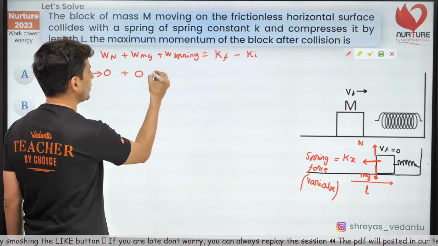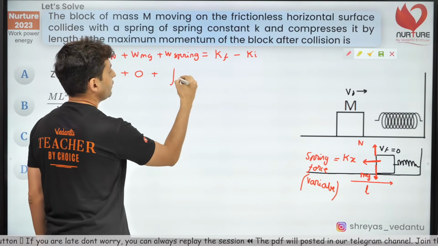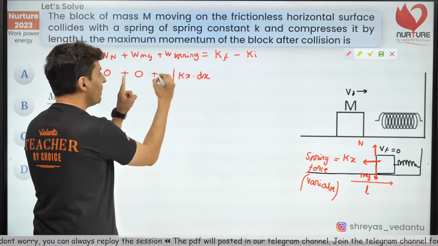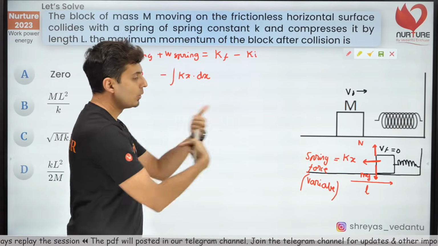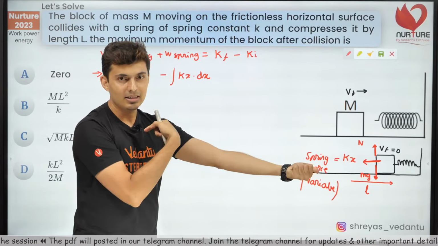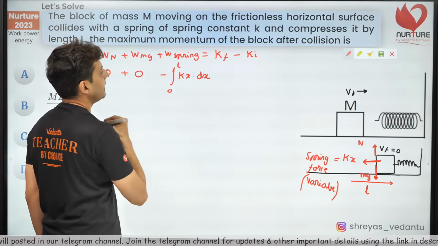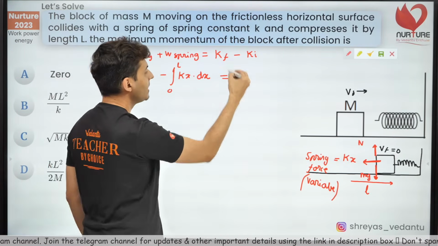Yes, variable force. So you're going to write the integral of Kx, force into displacement, but with a minus sign. Why the minus sign? Because force and displacement are opposite in direction. So work done will be negative, from 0 to L. I hope this is clear. Force dot displacement, that's the work done by the spring.